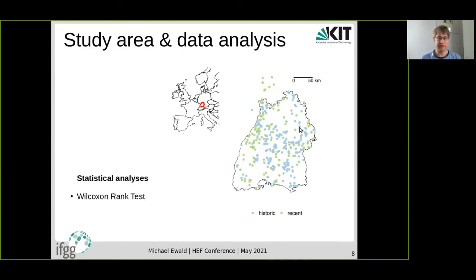The statistical analysis was quite straightforward. So we calculated Wilcoxon rank tests to look for significant differences between the historic and the recent samples. And we calculated a linear model for the visualization of the results.